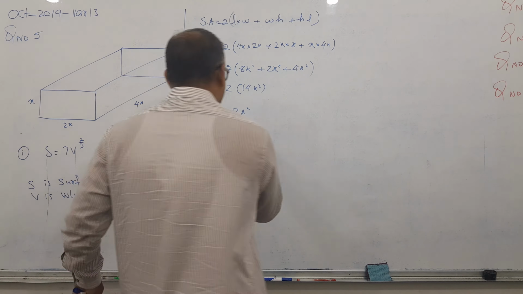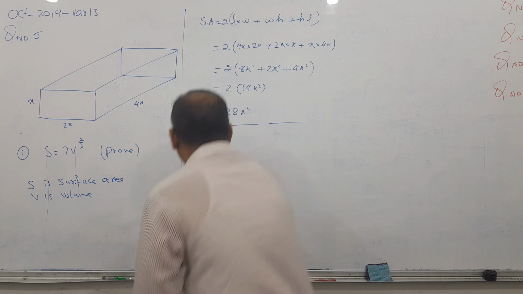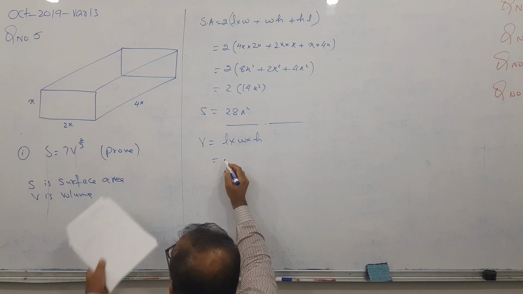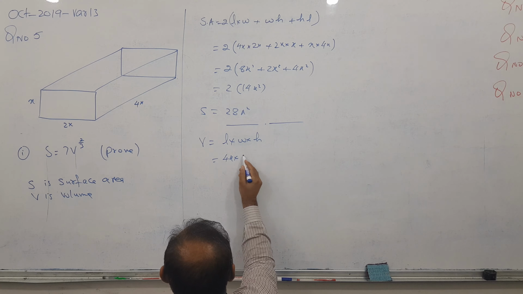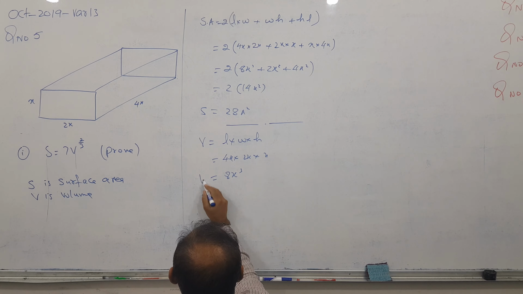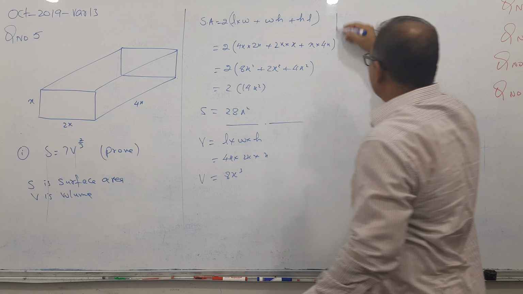Now talk about the volume. All of you know the volume formula of the cuboid is length into width into height. Length is 4x, width is 2x and height is x. So I got 4 times 2, 8x cube, the volume. So I have finished this part, it is very clear.